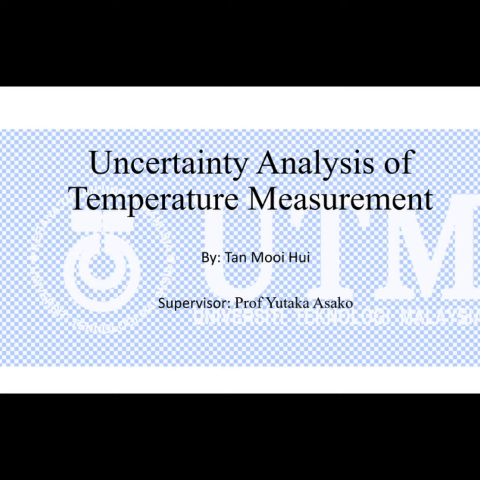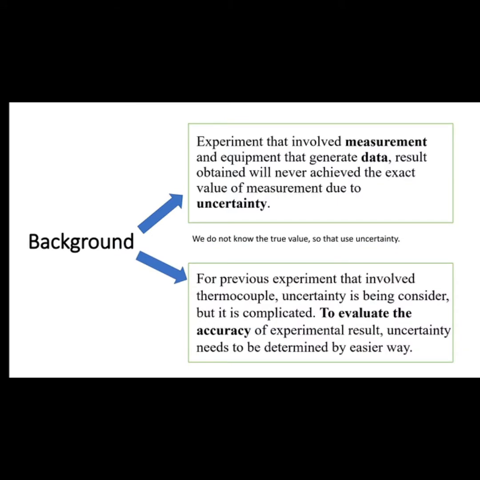Today, I'm going to present about my FYP thesis title, objective, and the background of my project. My title is Uncertainty of Temperature Measurement. Briefly, I will explain why I chose this title. It is because in experiments that involve measurement and equipment that generate data, the result obtained will never achieve the exact value of measurement due to uncertainty. Simply put, we do not know the true value, so we use uncertainty to calculate the result.